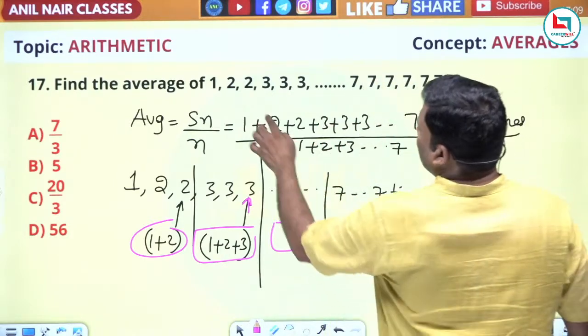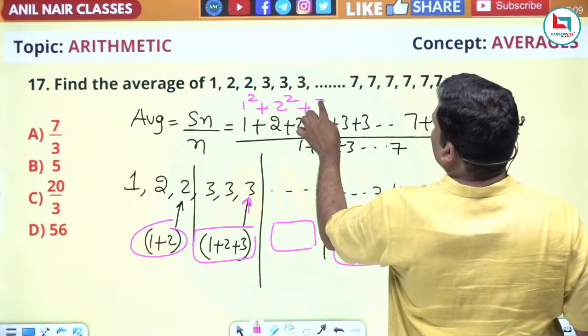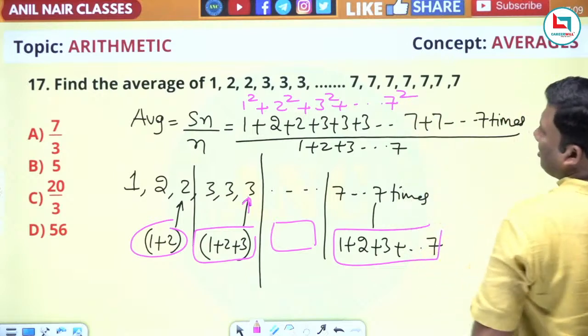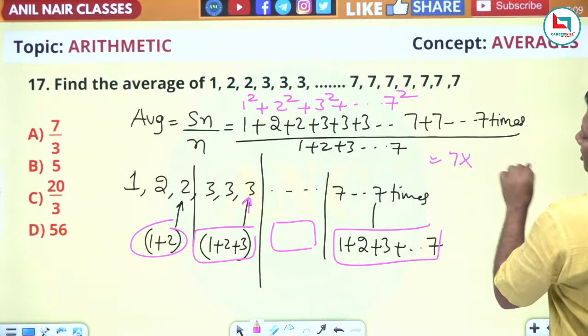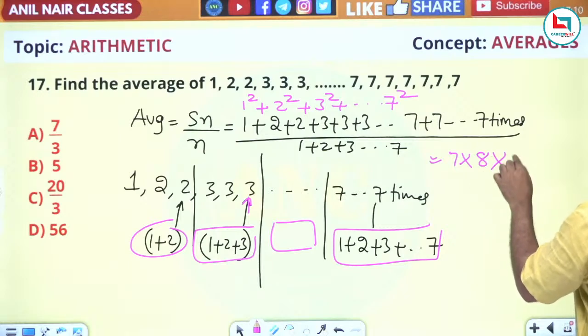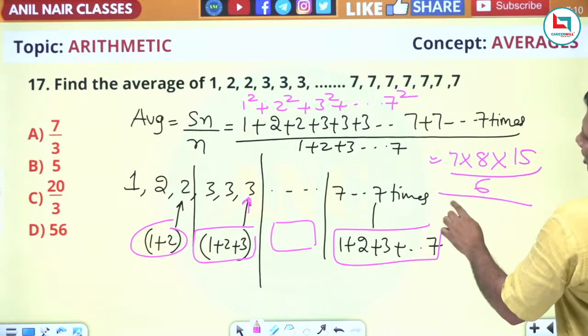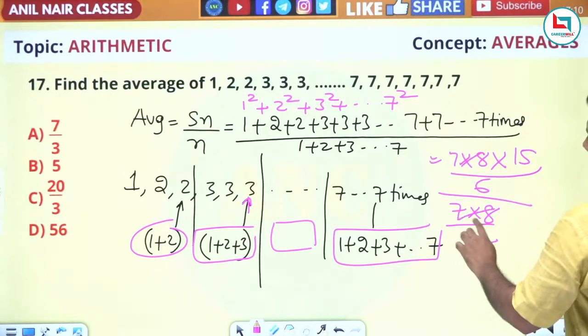So, this is 1 square. 2 plus 2 is 2 square. 3 plus 3 is 3 square. 7 is written 7 times 7 square. Now it is easy. Sum of the squares of the numbers is n into n plus 1 into 2n plus 1 divided by 6. n into n plus 1 divided by 2.